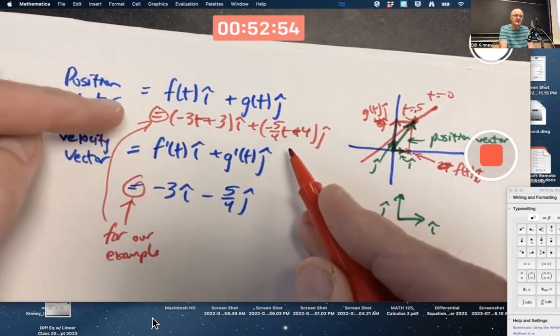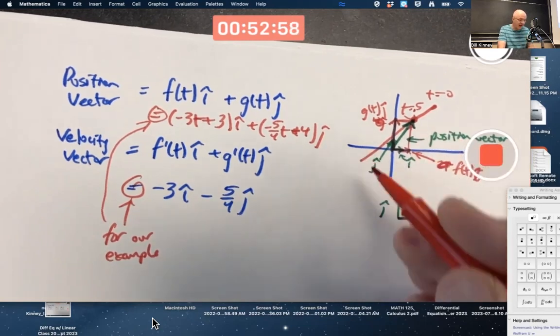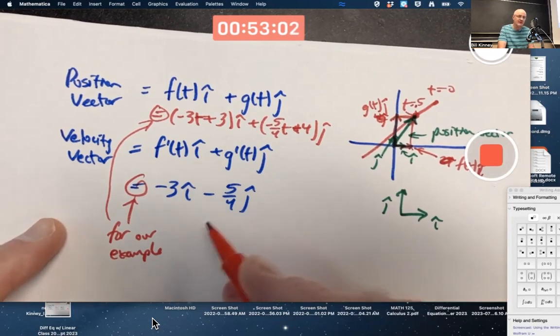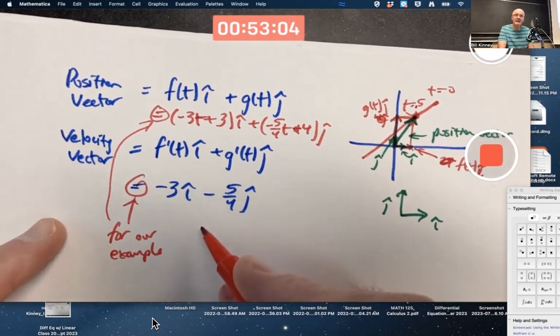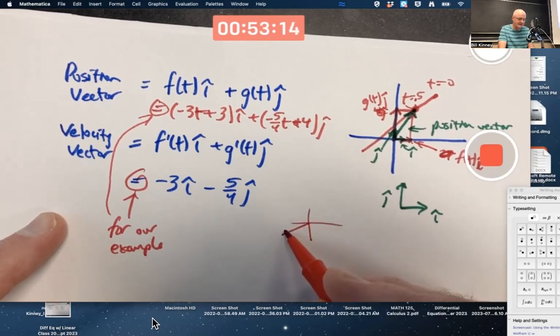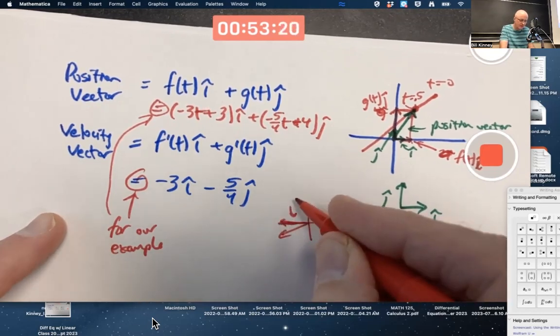This vector, the position vector, is not constant because the bug is moving. The velocity vector for our example is constant. This vector always points in the same direction and always has the same length. If you started its arrow at the origin, it would look about like this. This part would represent -3 i hat.